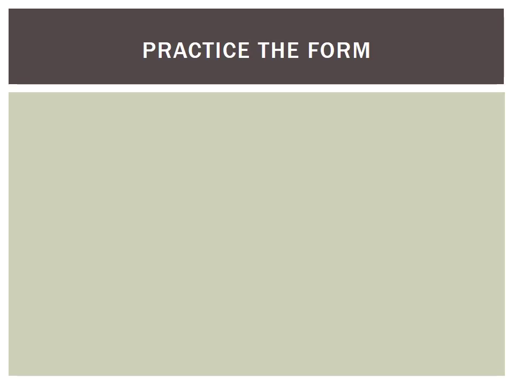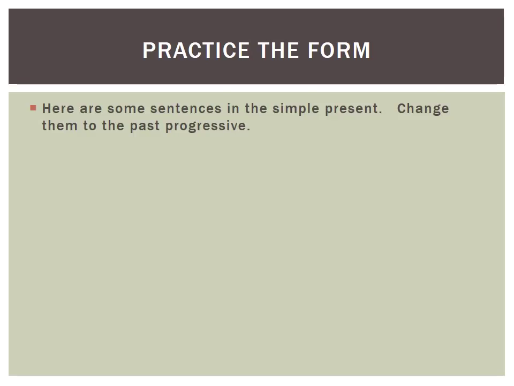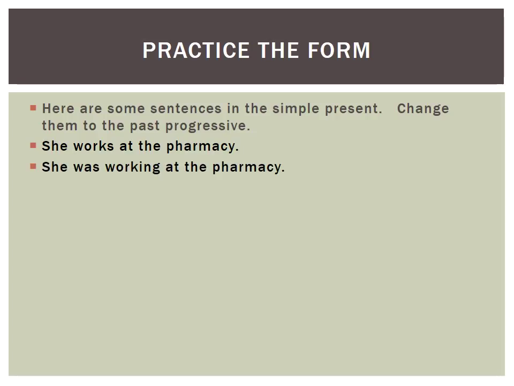Let's practice the form. Here are some sentences in the simple present. Change them to the past progressive. Don't forget to look at the subject to see if you're working with a singular or plural noun. She works at the pharmacy. We're going to change that to she was working at the pharmacy. So again, we're going from simple present and we're forming the past progressive tense.